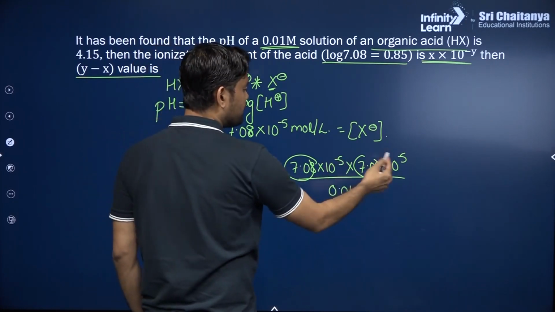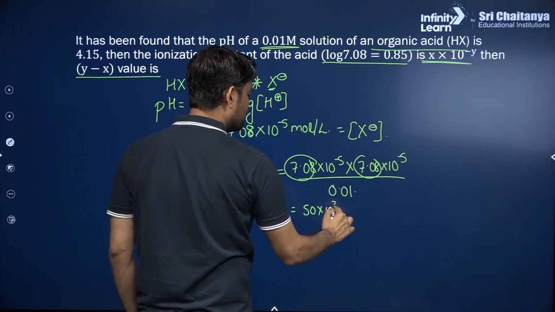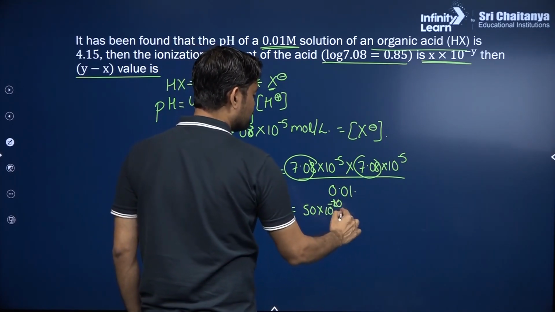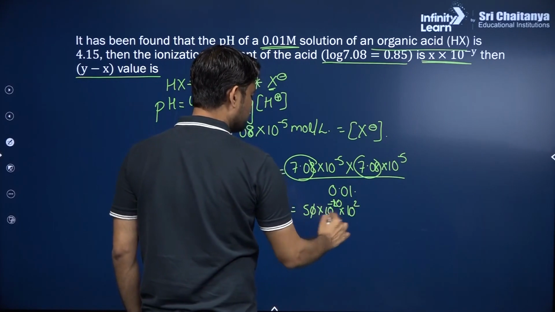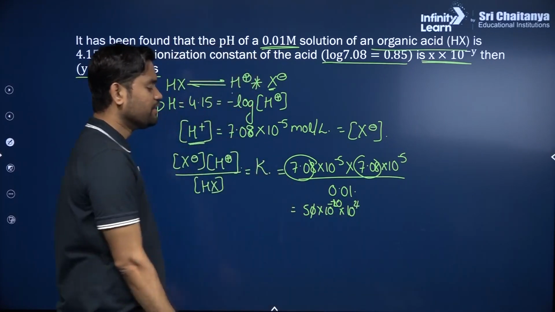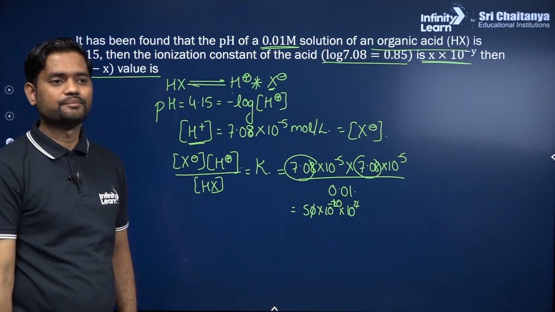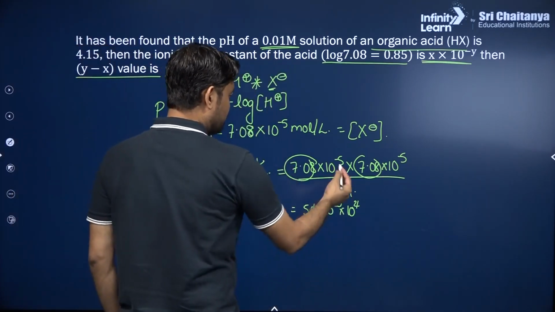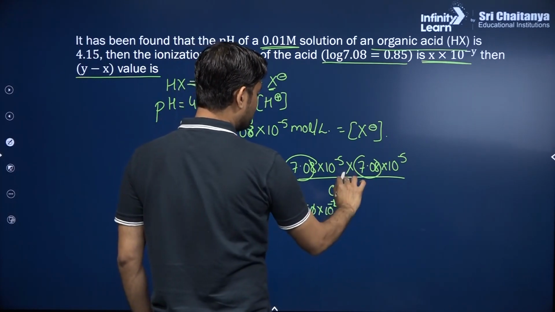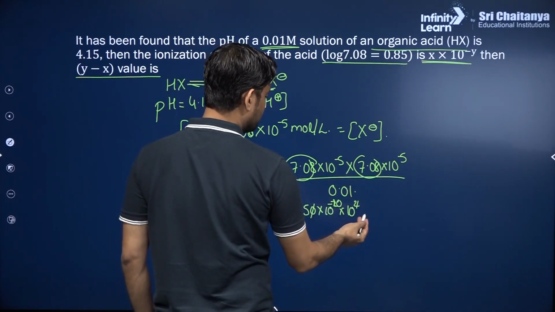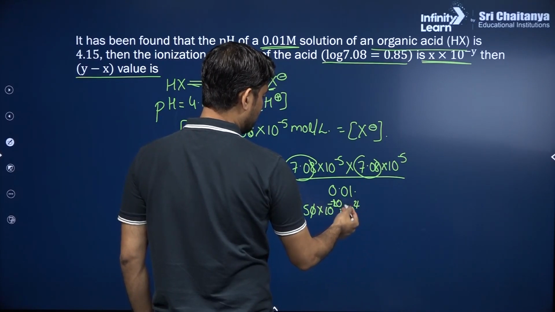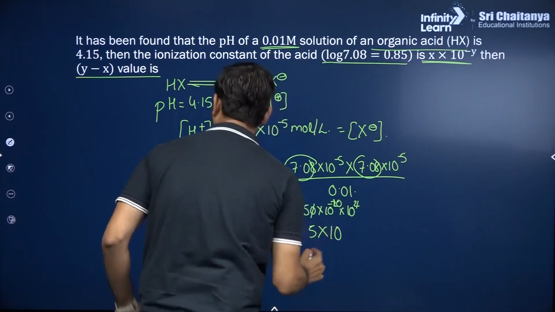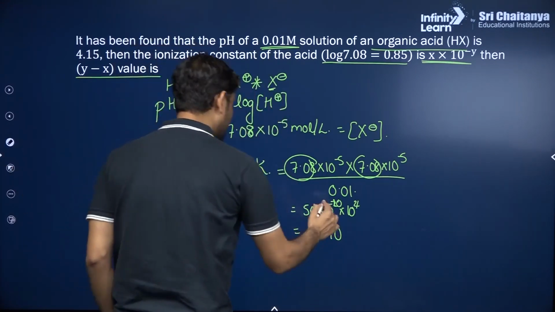Then this is 10 raised to minus 10, this is minus 2, which comes over here and becomes plus 2, so this and this will get cancelled. So it is 5 into 10 raised to minus 9. Clear? Let me calculate this one more time to be sure.